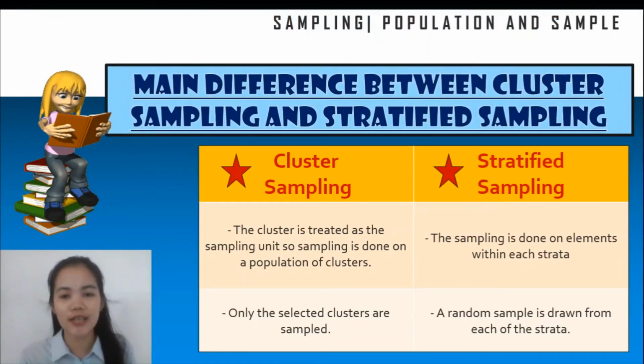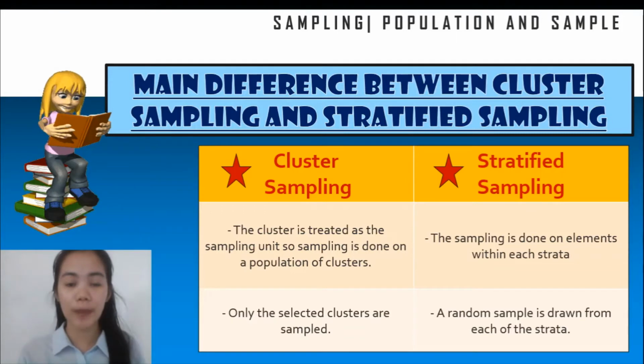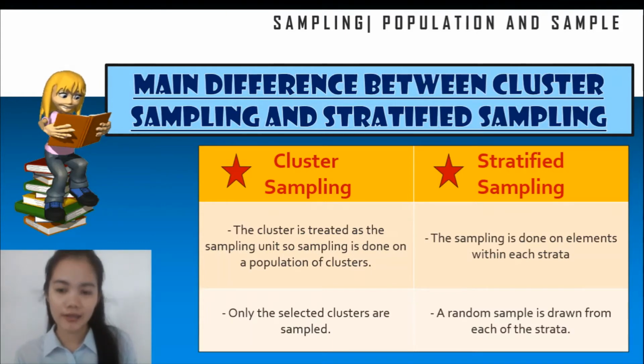The difference between cluster sampling and stratified sampling is that cluster sampling is done on a population of clusters, while stratified sampling is done on the elements within each stratum. And another difference is that only the selected clusters in cluster sampling are sampled, and then a random sample is drawn from each of the strata in stratified sampling. That is the difference between the two.